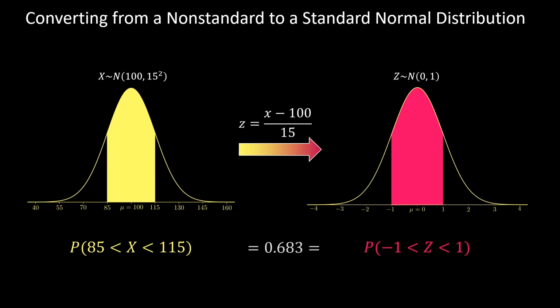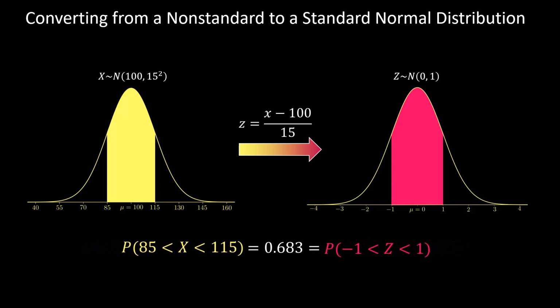So the areas are the same, and this is because all normal distributions have the same relationship between area and the number of standard deviations from the mean. Here, note that 85 and 115 are 1 standard deviation away from the mean, which is 100. For the graph on the right, we see that z equals -1 and z equals 1 are also 1 standard deviation away from the mean.